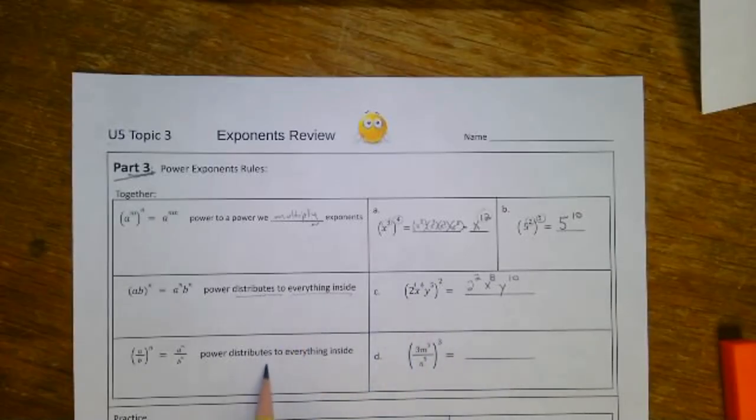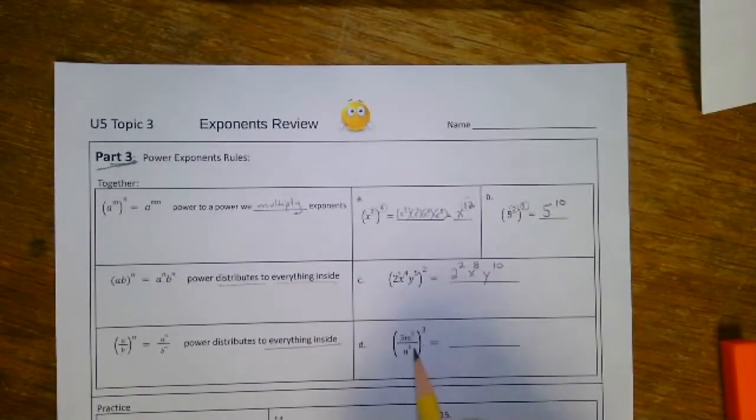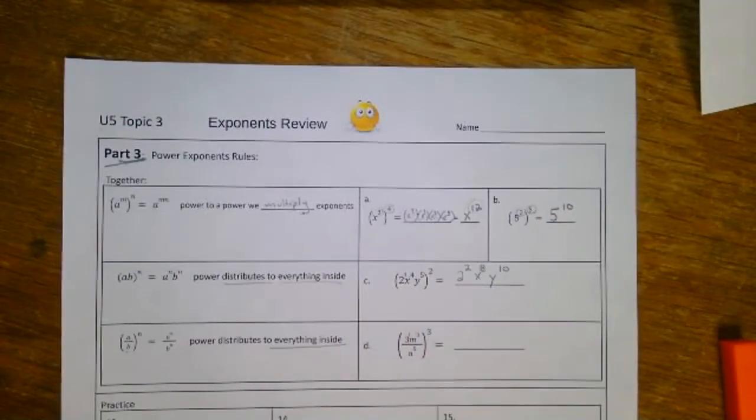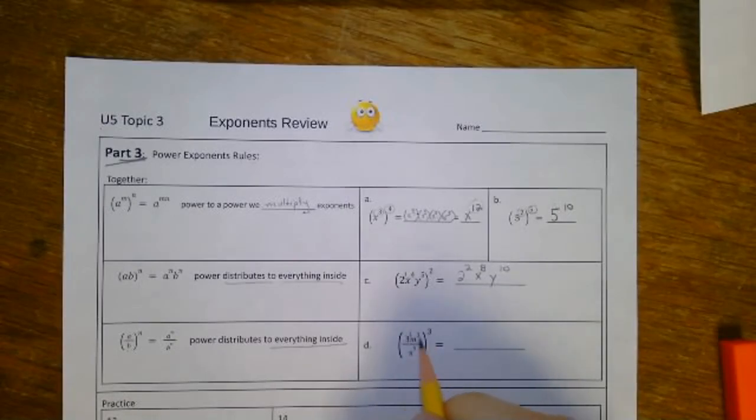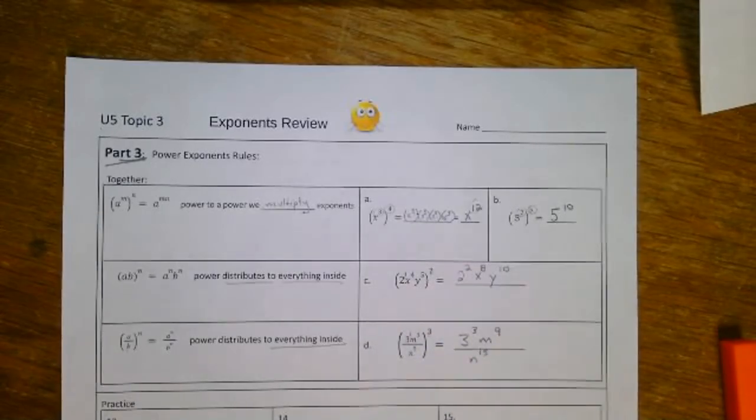The last one, again, is the same idea, except it's a fraction. It goes to everything on the inside. That won't change. I encourage, if a kid sees a number, to put a 1 there. That's the piece that I think gets missed the most. 3 times 1, 3 to the third. 3 times 3 is to the 9, and then 5 times 3 is 15.